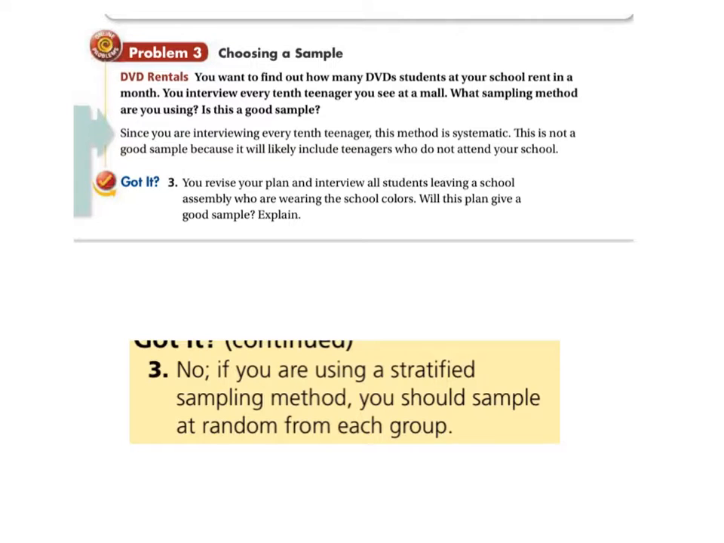Now the Got It on this page. You revise your plan and interview all students leaving a school assembly who are wearing the school colors. Will this give you a good sample? Well, at first, oh yeah, all the school colors, it seems like you're randomly picking people, but not necessarily. It says if you are using a stratified sample method, you should choose at random from each group, not just people in school colors, right? Or people that have hair, I don't know, whatever. So again, every nth makes sense. So catching every 10th kid that comes out of the auditorium and asking those questions then.